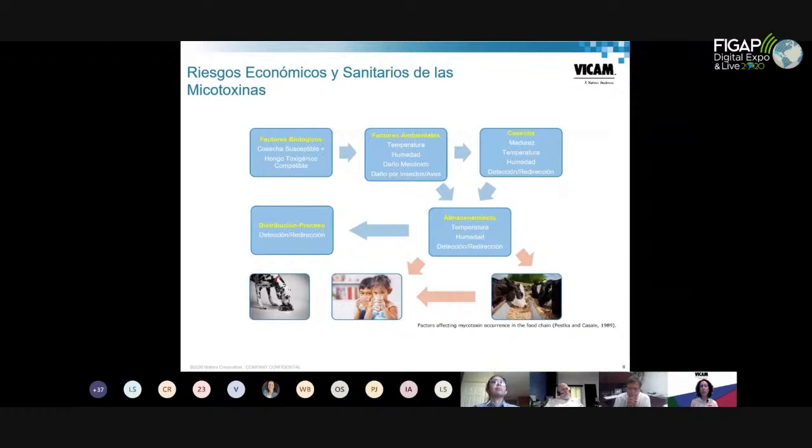Also, once the product is stored, the mold can continue to grow in storage and can continue to produce mycotoxins. And I think all of you are aware of this, the importance of drying down the products before they go into storage.